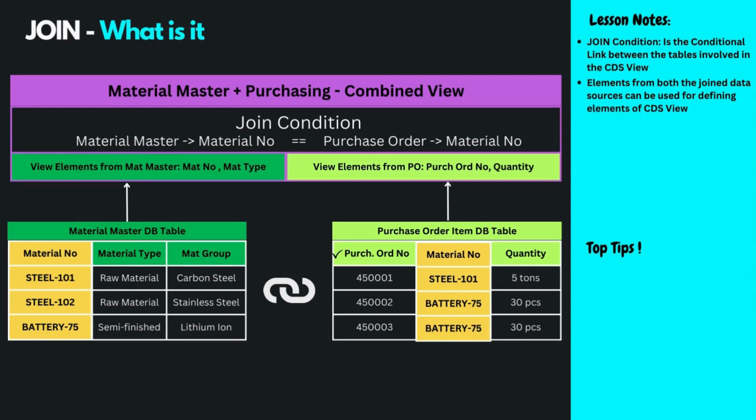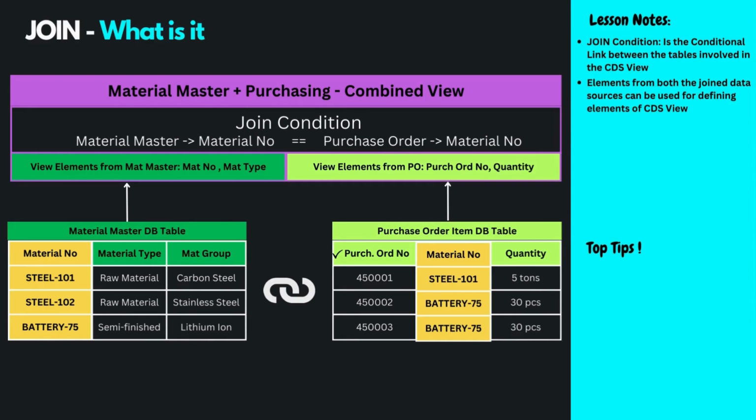For example, in this case, I want the elements material number and material type from the material master table, and the elements purchase order number and quantity from the purchase order item table to come into my view. The field material number is of course common between both these two tables. As you can see, I have left out the field material group in my view. You don't need to include all fields from your source in the view.